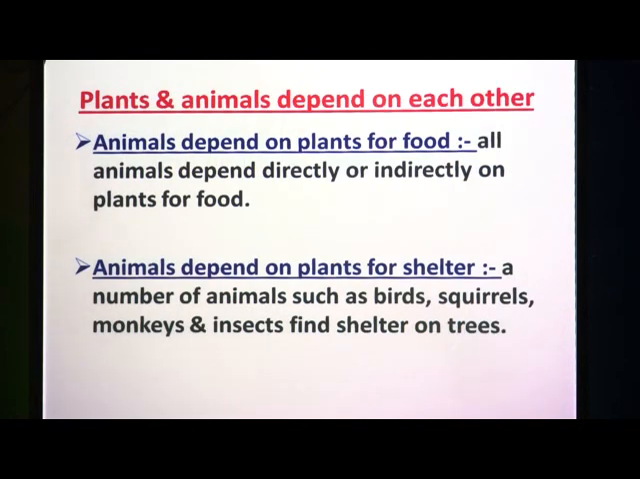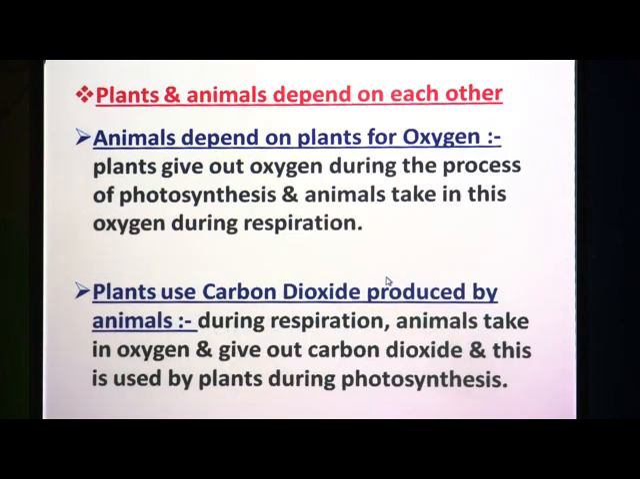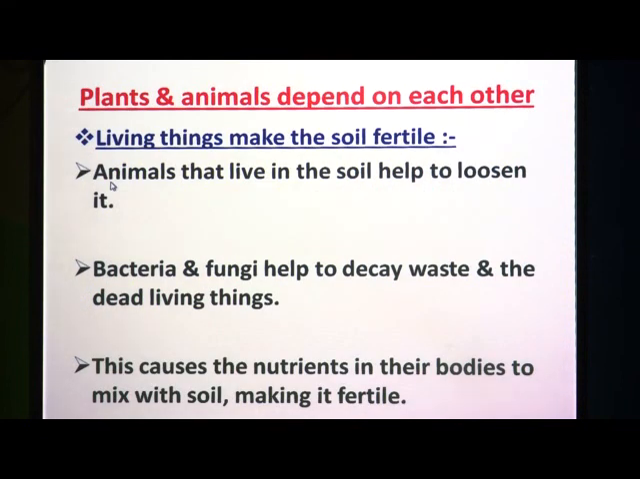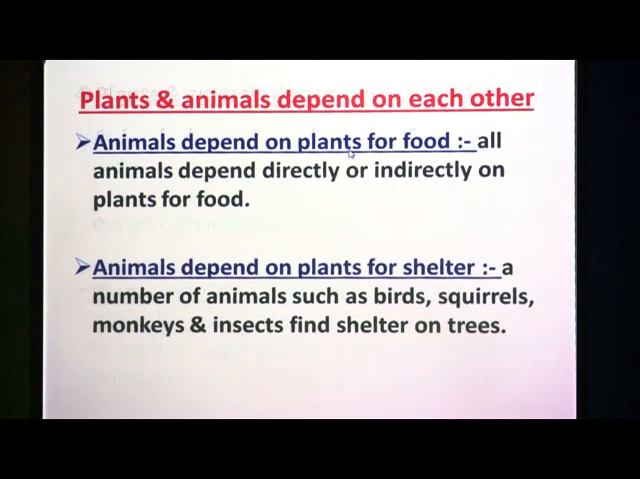Now, in the next point we have to see how plants and animals depend on each other. As we know, animals depend on plants for food, animals depend on plants for shelter, animals depend on plants for oxygen, plants use carbon dioxide produced by animals, plants depend on animals for reproduction, and living things make the soil fertile. So, first of all we will see how animals depend on plants for food.